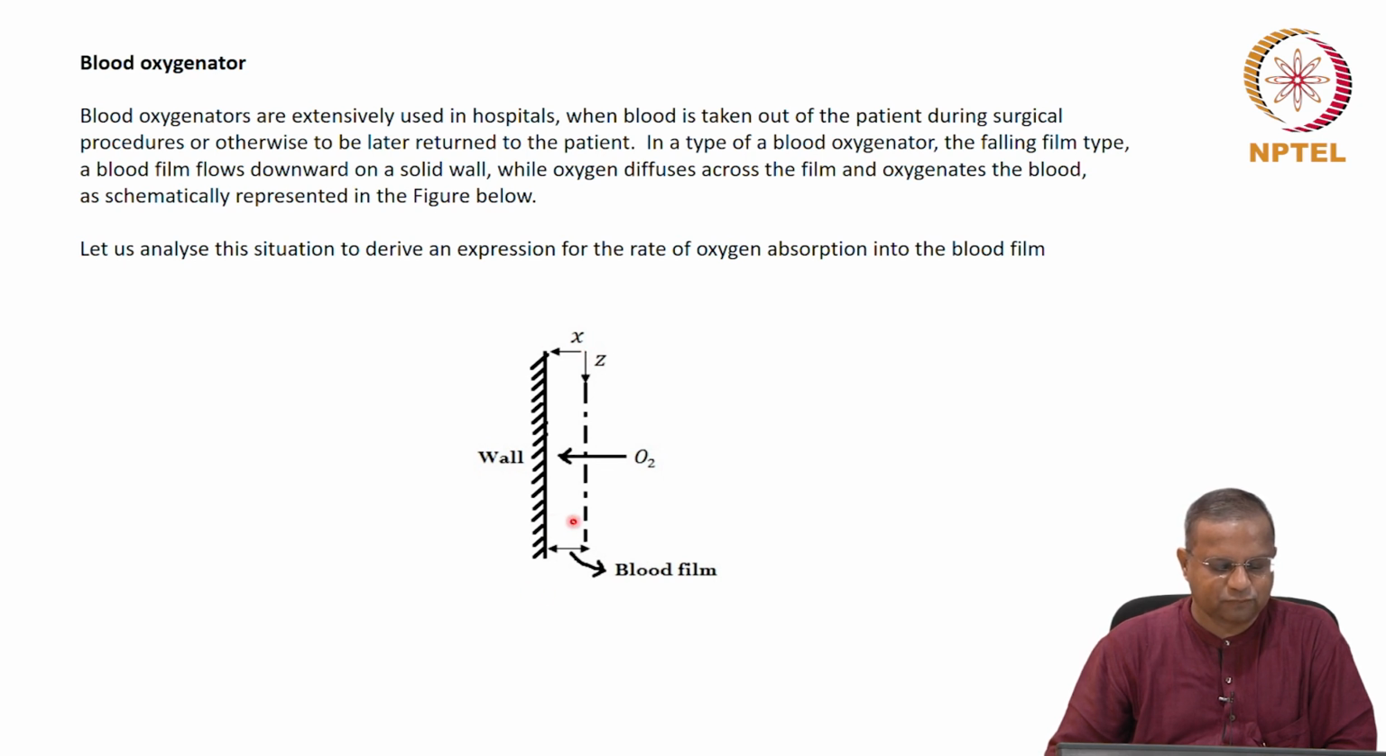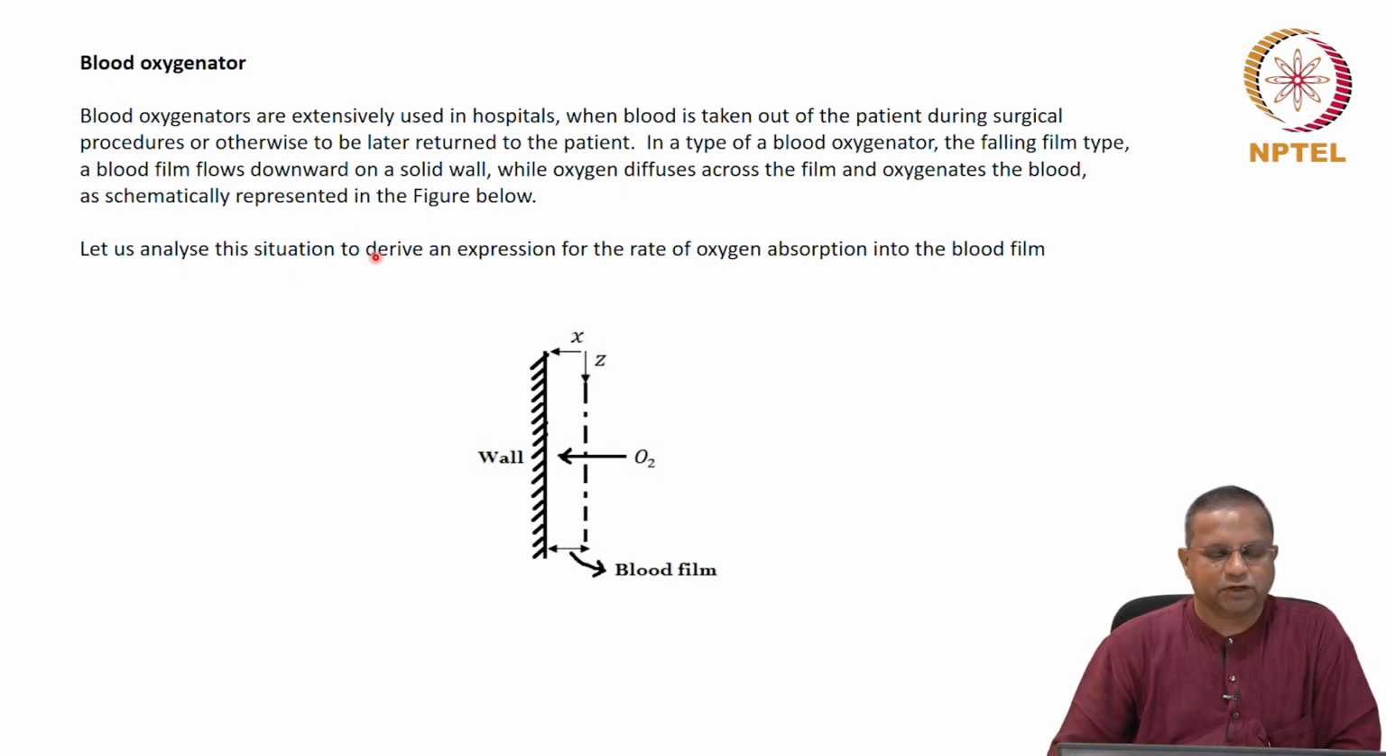This is the blood film here, a thin blood film. I've just blown it up here for understanding purposes. It's a thin blood film that flows over a vertical wall, while oxygen diffuses across the film and oxygenates the blood. Okay, it interacts with hemoglobin, and thereby each hemoglobin molecule gets its capacity of 4 oxygen molecules ultimately, and that is what happens to oxygenate the blood.